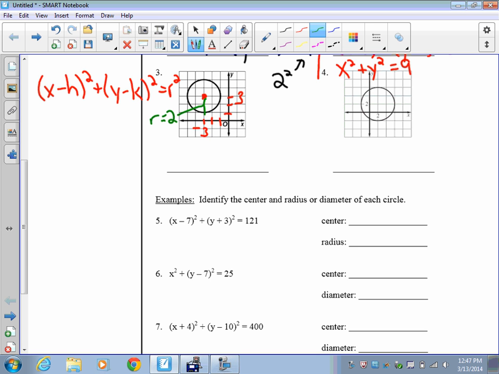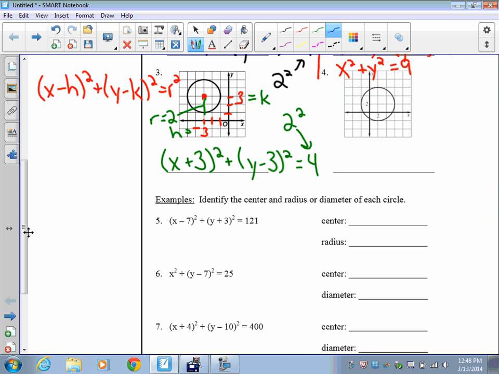So putting it all together, I have h is equal to -3, k is equal to 3. So I'm going to have (x + 3) squared plus (y - 3) squared is equal to 4. Again, 4 comes from 2 squared. 2 squared is 4.